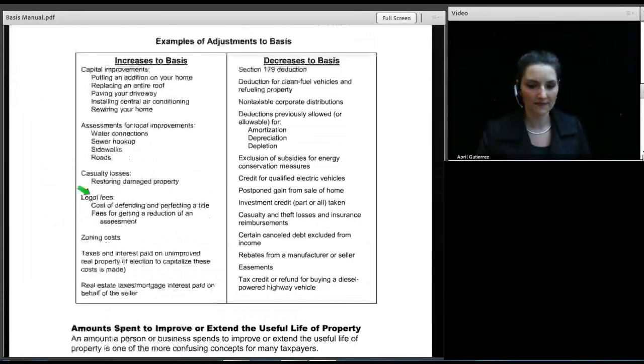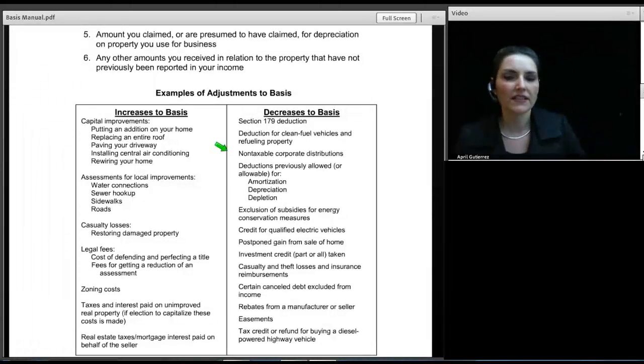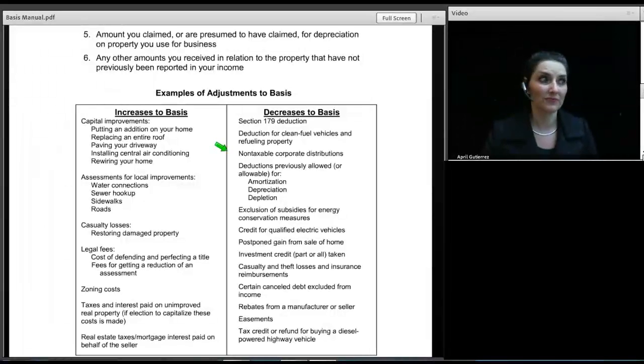That's what that's saying. So let's look at things that decrease basis, and one of those is Section 179 deduction. We're going to cover depreciation and Section 179 deduction on Tuesday next week. Deduction for clean fuel vehicles and refueling property. Non-taxable corporate distributions, that's a return of your cost. So when you get a 1099-DIV that shows non-taxable dividend distribution on there, that's a reduction in your cost basis in the stock you own. It's not a capital gain to you at the time, but it does reduce your basis.